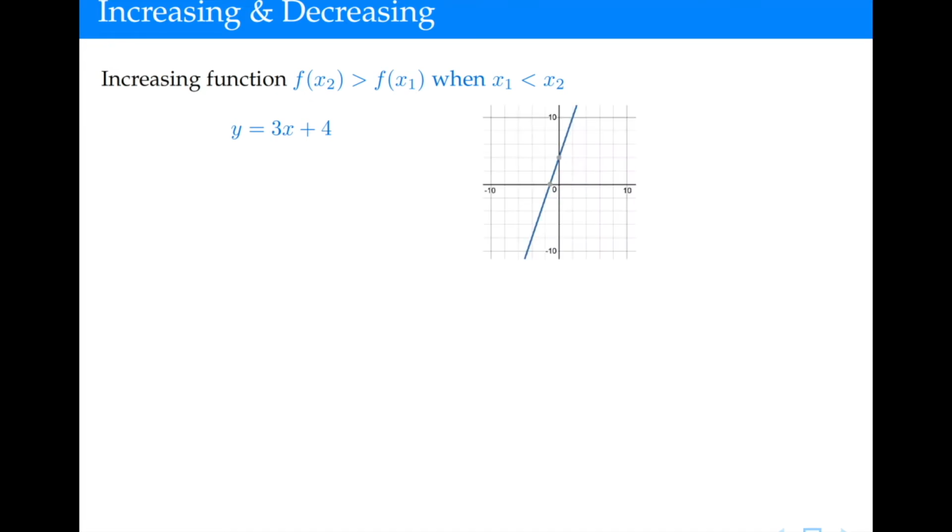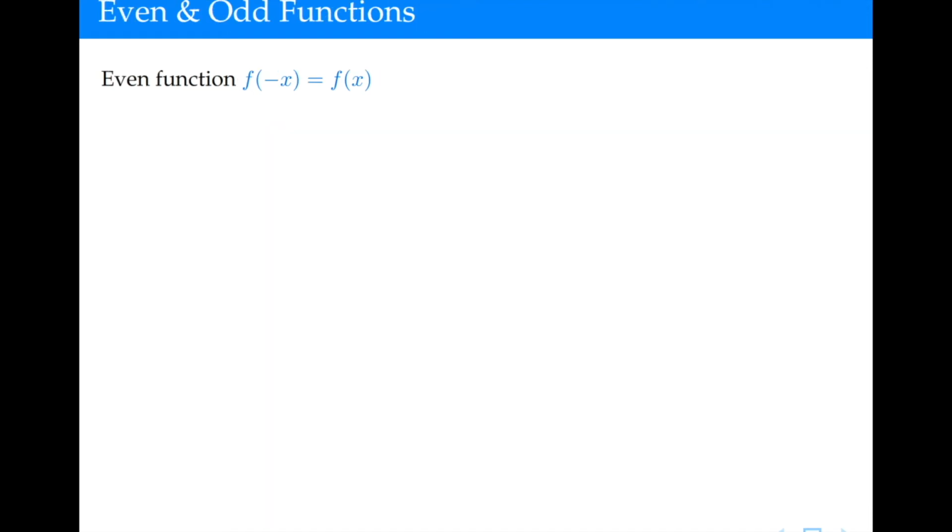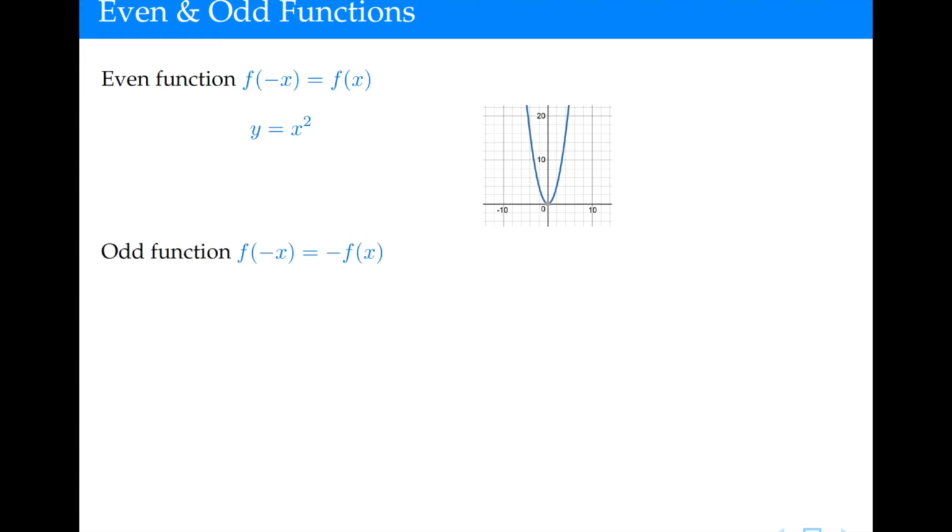A function is said to be increasing function if its value increases with increasing x. On the other hand, if the value decreases with increasing x, the function is said to be a decreasing function. If the value of the function is the same for both positive and negative x, it is called an even function. If the value of the function is negative for a negative x, it is called an odd function.